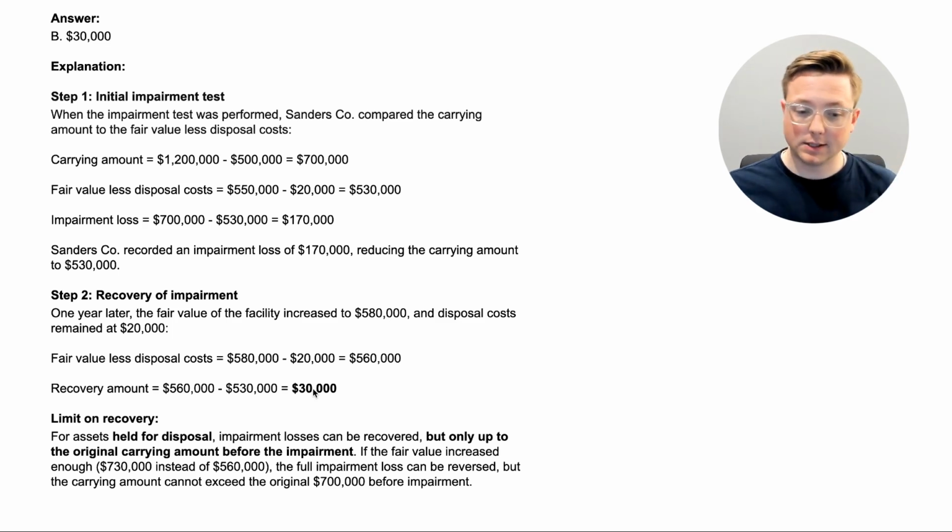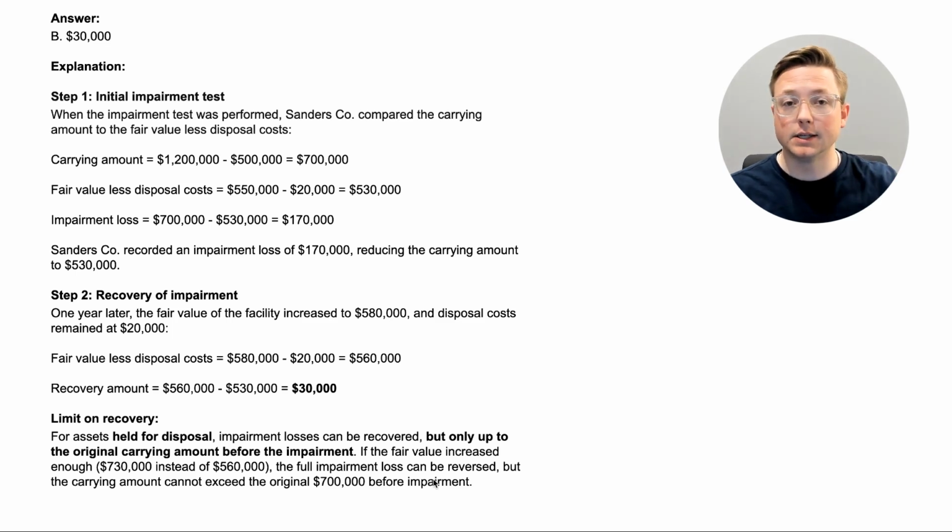But there is a limit on this. Let's talk about it. There's a limit on the recovery. For assets held for disposal, impairment losses can be recovered, but only up to the original carrying amount before the impairment. If the fair value increased enough, so if it increased to $730,000 instead of $560,000, the full impairment loss can be reversed, but the carrying amount cannot exceed the original $700,000 before impairment. So let me just restate that. If for some reason the fair value went back up above or all the way to the carrying value that there was before the impairment, they can recover the impairment loss all the way up to the original carrying value before impairment.